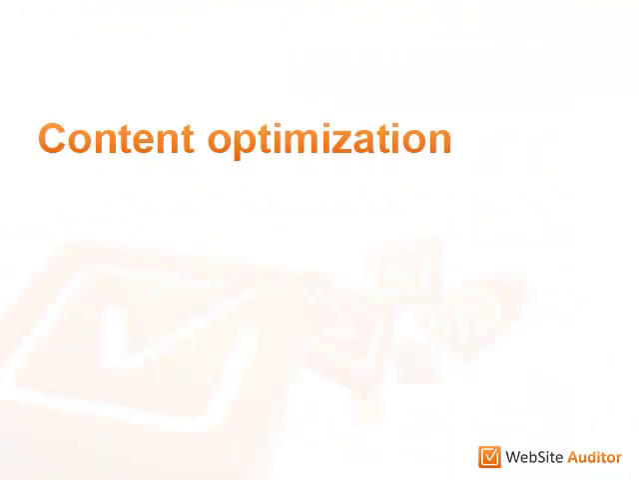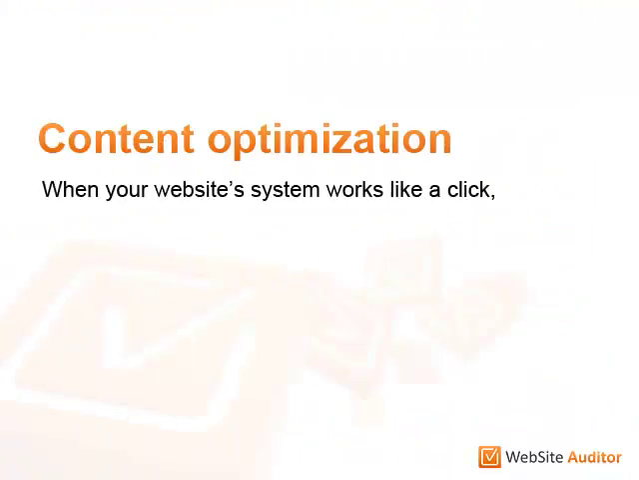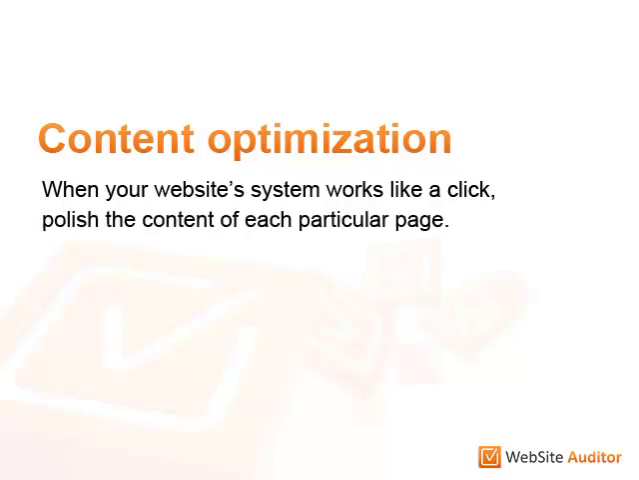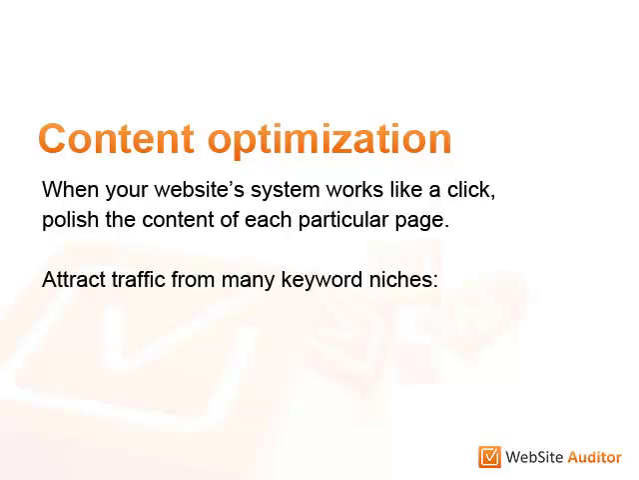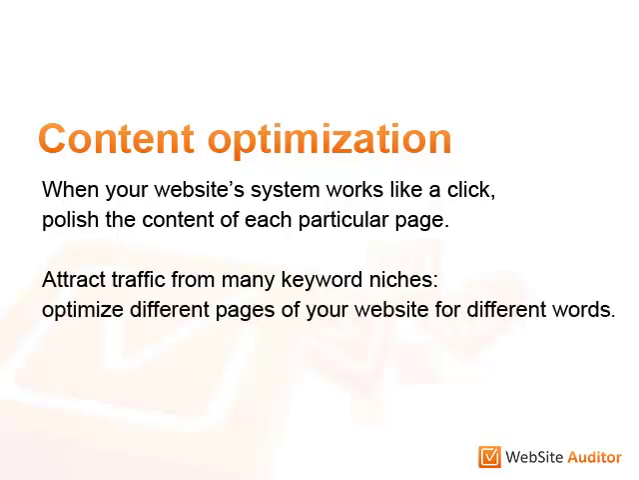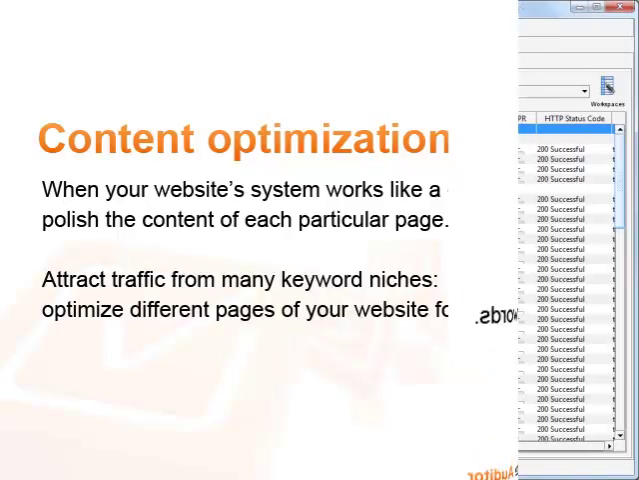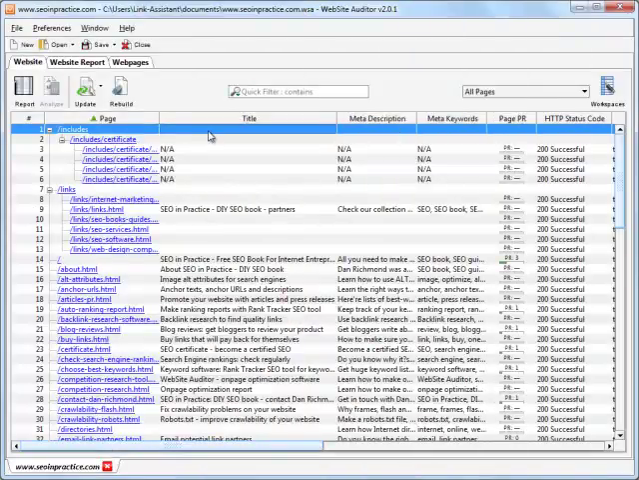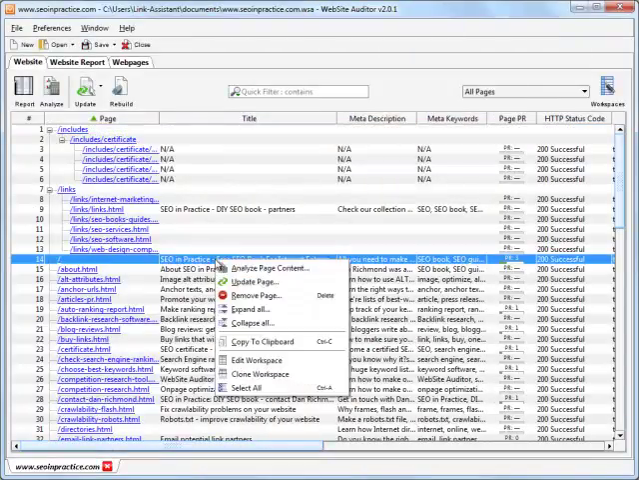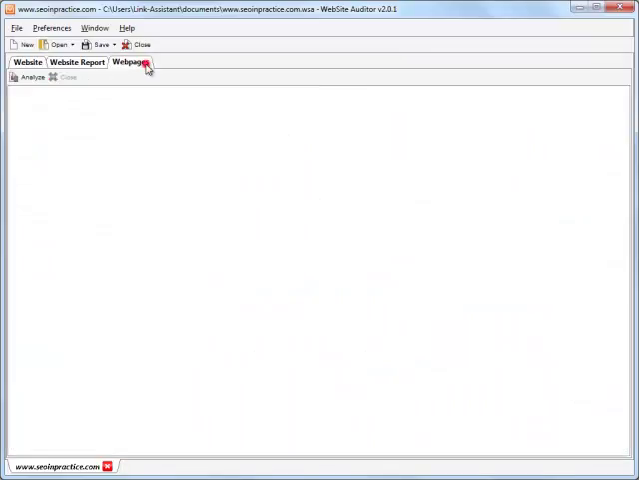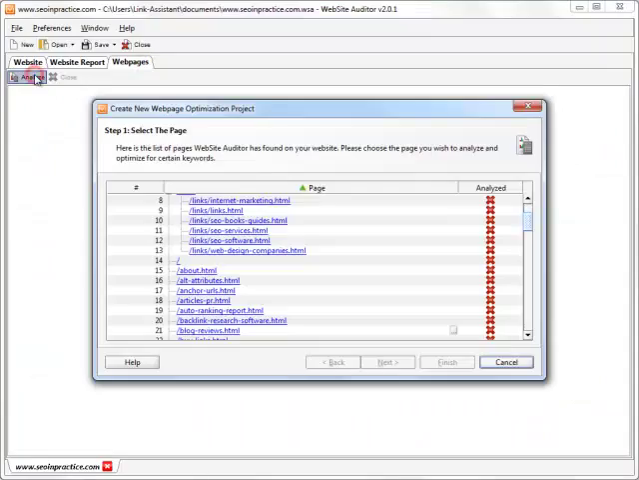So, when your website's system works like a click, you can go over to polishing up the content of each particular page. And here comes the cherry on the pie. You can rope in dam burst flows of traffic from however many keyword niches. Just optimize different pages of your website for different words. You can choose a page to optimize right here in the list of pages, or switch to Web Pages tab and press Analyze.